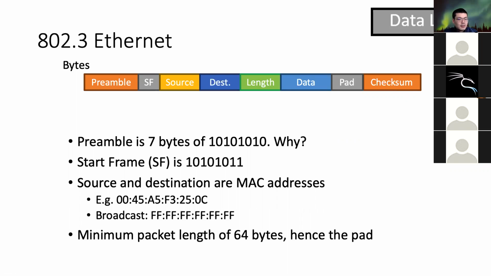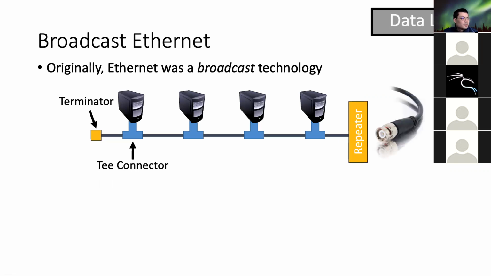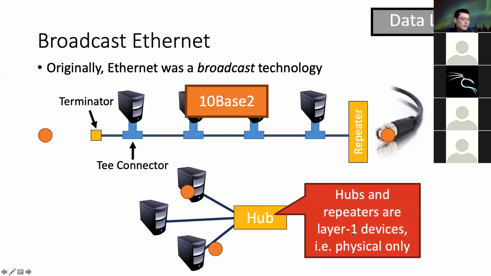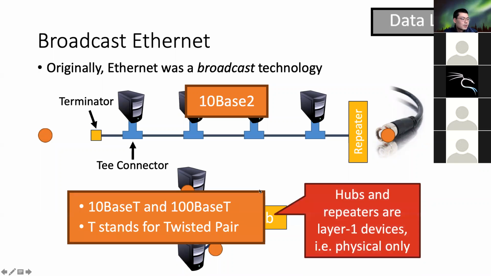Ethernet in the old days was a broadcast technology, which means you can have a T connector, and when you send, other people will hear. For the hub, it's the same. You need to know that the hub and the T connector are physical layer devices. There's no data link layer handling. That's why it's just like the physical medium, like the same piece of wire.